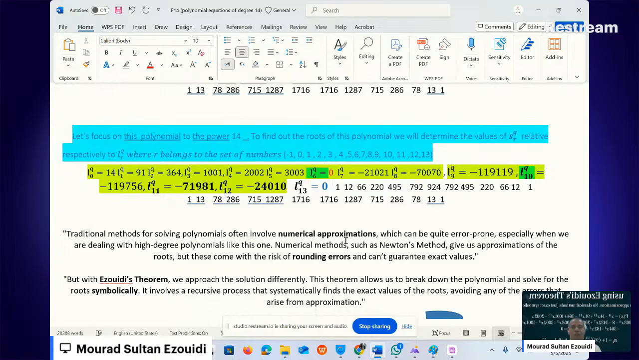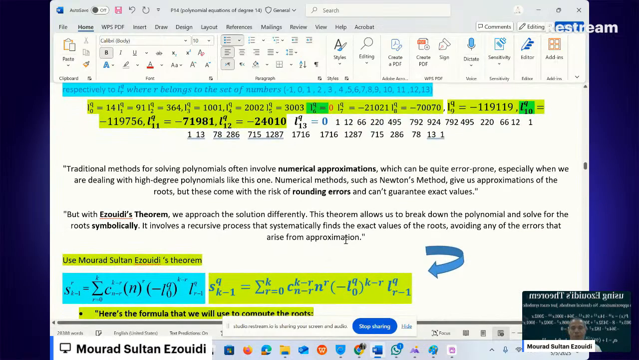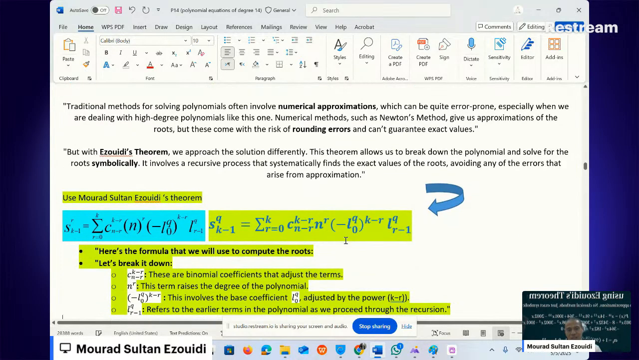Here, traditional methods for solving polynomials often involve numerical approximations, which can be quite irritating, especially when we are dealing with high degree polynomials like this one, the 14 degree equation. Numerical methods such as Newton's method give us approximations of the roots, but these come with the risk of rounding errors and cannot guarantee exact values. But here, with the Ezouidi theorem, we approach the solution differently. This theorem allows us to break down the polynomial and solve for the roots symbolically. It involves a recursive process that systematically finds the exact values of the roots, avoiding any of the errors that arise from approximations.